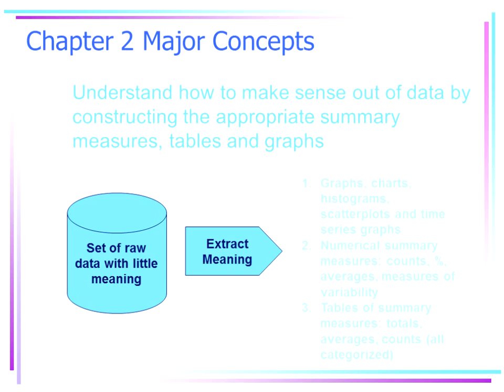Okay, so major concepts of data. We really want to understand how to make sense out of data by using some very simple tools that statistics makes available to us. Those tools are generally referred to as summary measures, descriptive measures, tools, and graphs. So we have a set of raw data. It might be 10,000 records or 1 million records or 25 records. And we want to extract meaning.